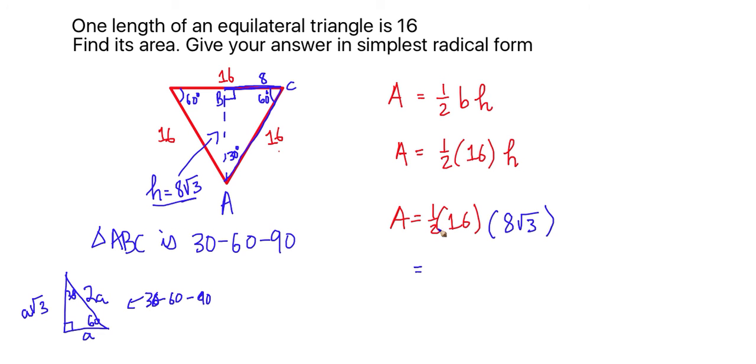So put it all together, 1/2 times 16 is 8. We still have 8 times the square root of 3. So this gives us 64 times the square root of 3. And that is our final answer, the area of this triangle in simplest radical form.